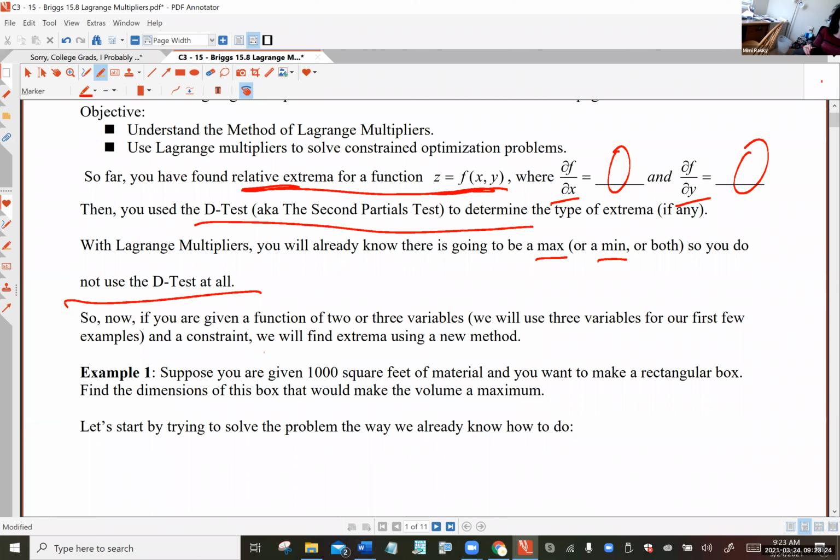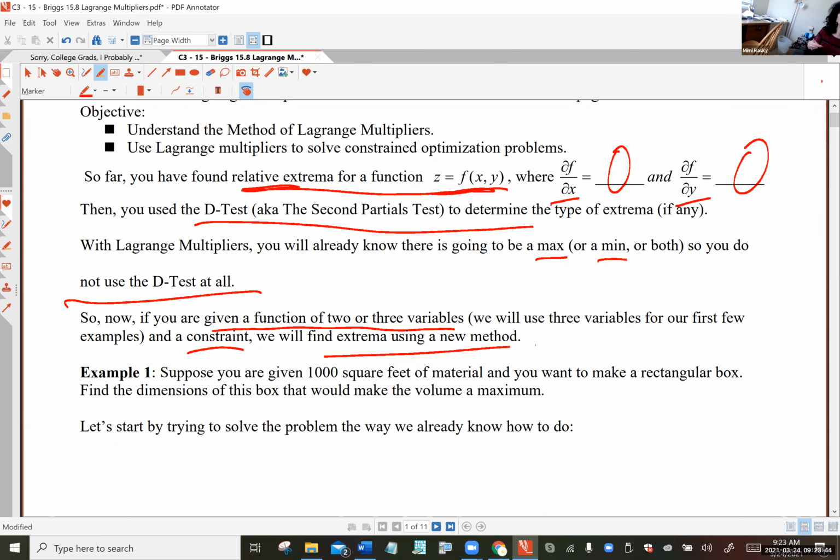So the other cool thing about Lagrange that I must tell you right now, because it's exciting, is that if you're given a function of 2 or 3 variables, or even more than 3, as long as there's a constraint, you can go get the extrema. So, well, who cares about that?